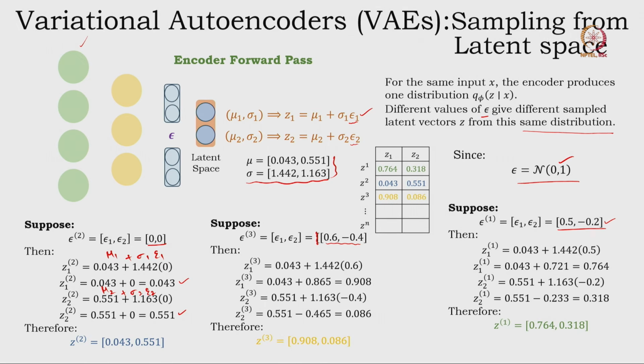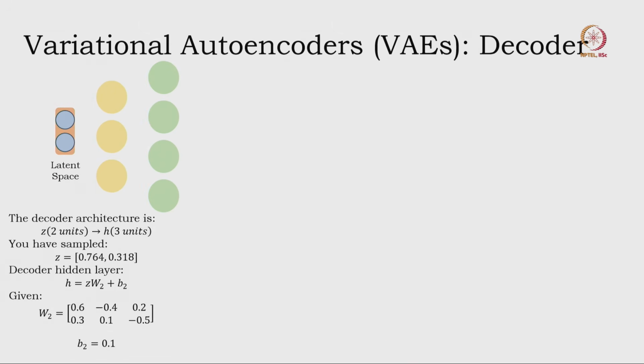So now what do we have to understand? For the same distribution, there exist n number of such sampled latent vectors z. So for that you are seeing these three examples. I hope this is clear to you. You have understood how to sample z. Now what is the next step? Once z has been sampled, the next step should be the first hidden layer at the decoder side.